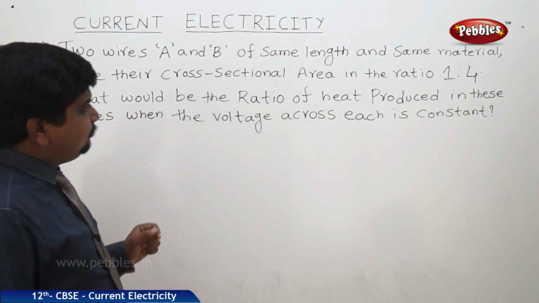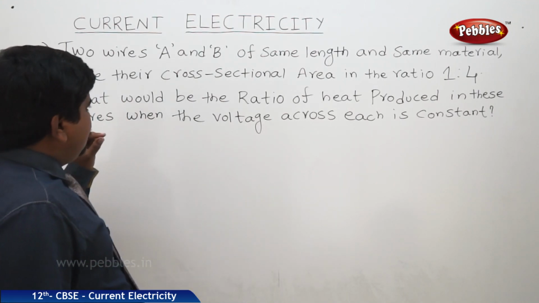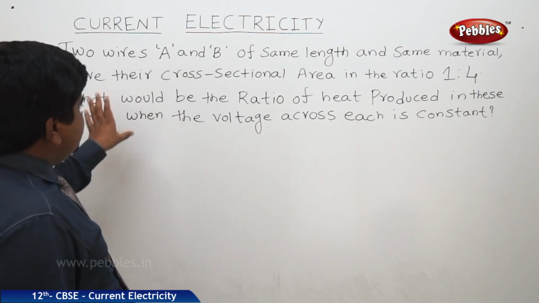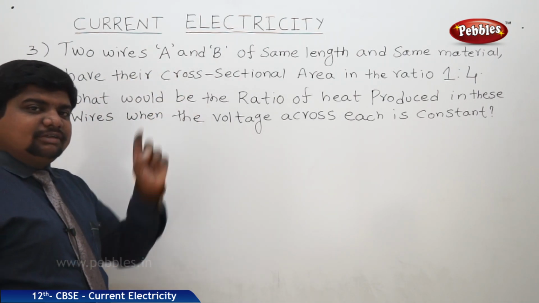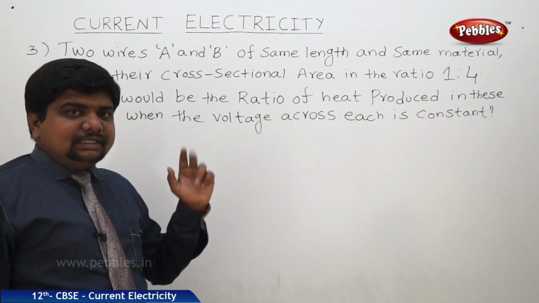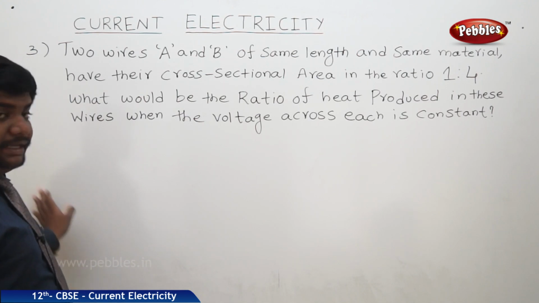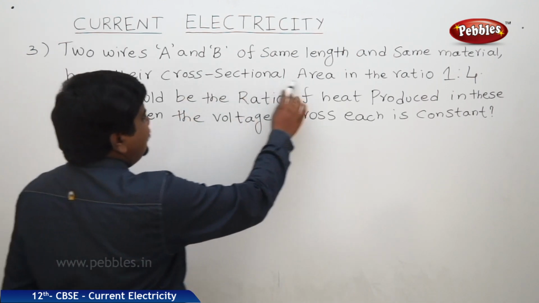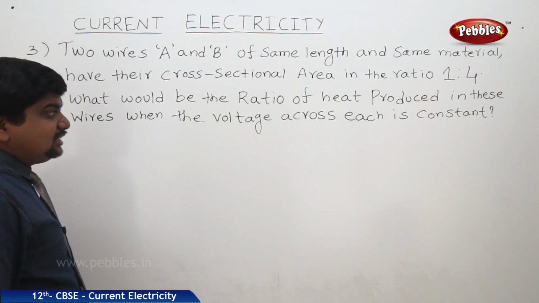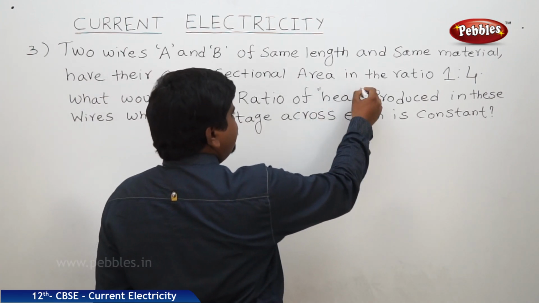Now we will see one problem which relates to the length, area and the applied voltage, whenever some length of the material of the conductor and area it has, and how much heat energy it will produce. So which relates the heat energy produced with respect to the length, area and resistivity. So see the problem. There are two wires A and B of same length and same material, have their cross-sectional area in the ratio 1:4. What would be the ratio of heat produced in these wires when the voltage across each is constant? We should find out the ratio of heat.